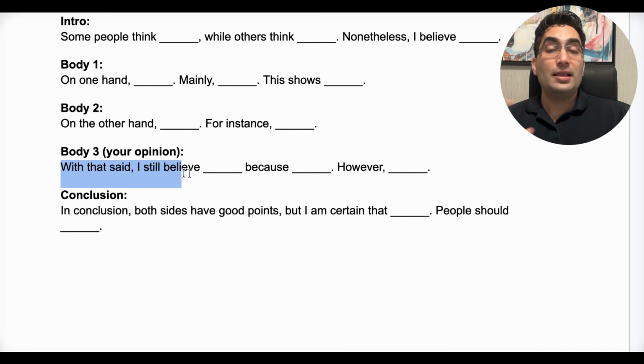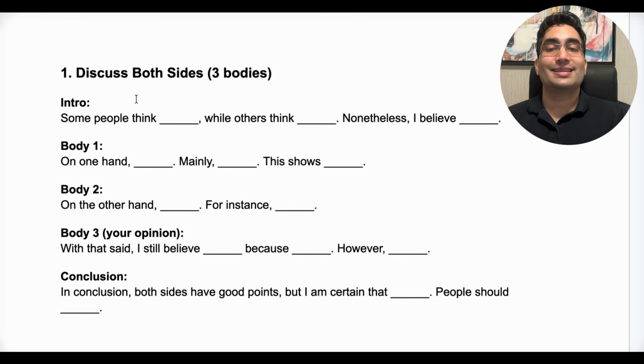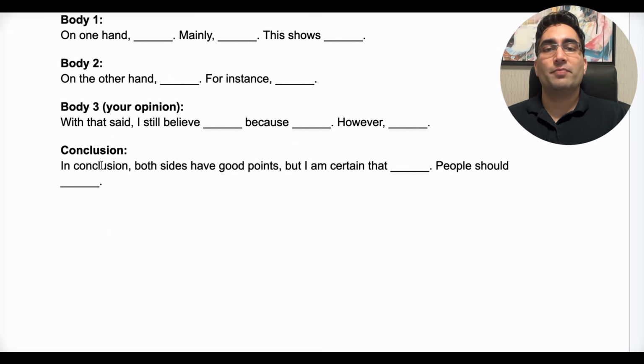Then you say, I still believe this, my opinion, because 1 point on your side again, and then however 1 point on the other side, until you do 4 points and you have now discussed both sides. You finish off by saying, in conclusion, both sides have good points, but I'm certain that, and repeat your opinion here, followed by a suggestion, which is optional.